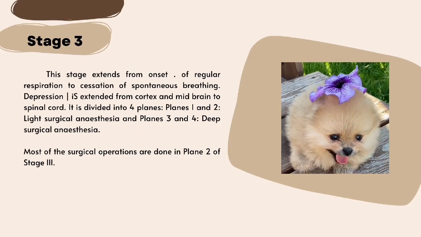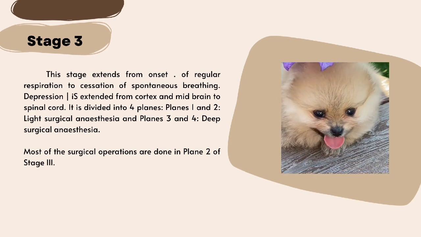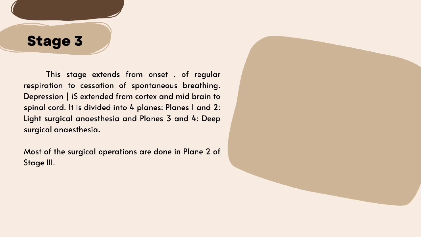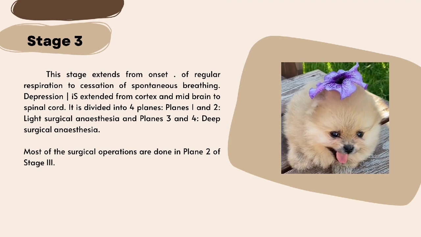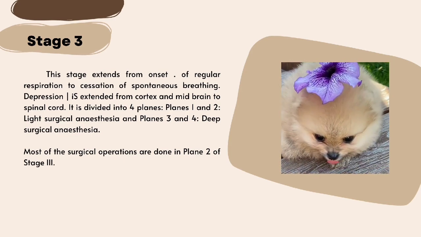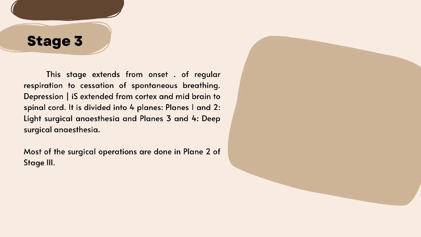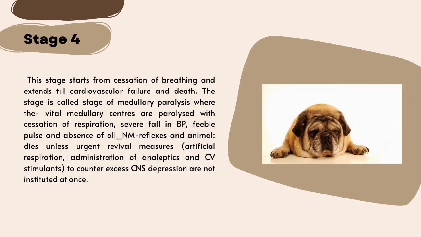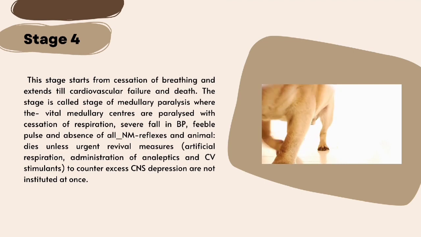In stage 3, this stage extends from onset of regular respiration to cessation of spontaneous breathing, and depression extends from the cortex and midbrain to the spinal cord. It is divided into 4 planes: plane 1 and plane 2 are light surgical anesthesia, and plane 3 and plane 4 are deep surgical anesthesia. But most surgical operations are done in plane 2 of stage 3. In stage 4, this stage starts from cessation of breathing and extends until cardiovascular failure and death. It is called the stage of medullary paralysis.